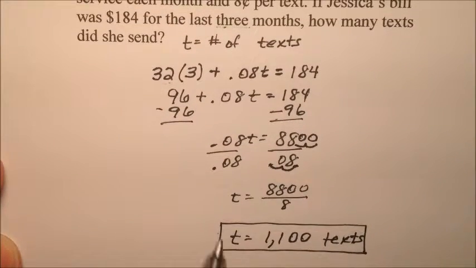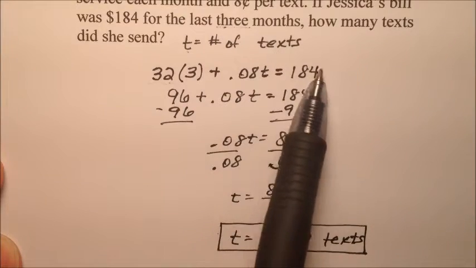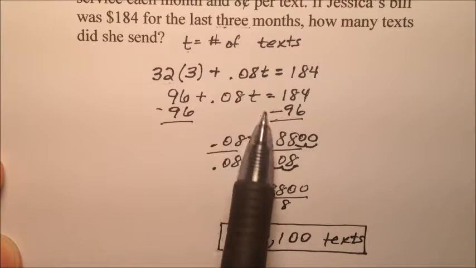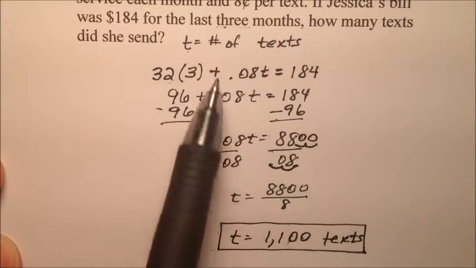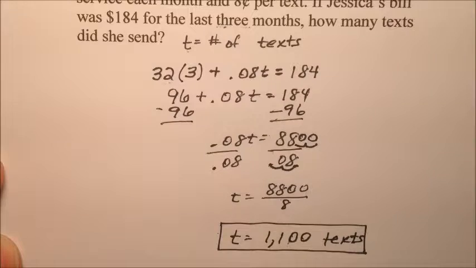So again, we defined our variable. T is the number of texts. We wrote our equation. We solved our equation to get 1100, and then we made sense of our answer by saying 1100 texts, because that was what we were solving for, the number of texts.